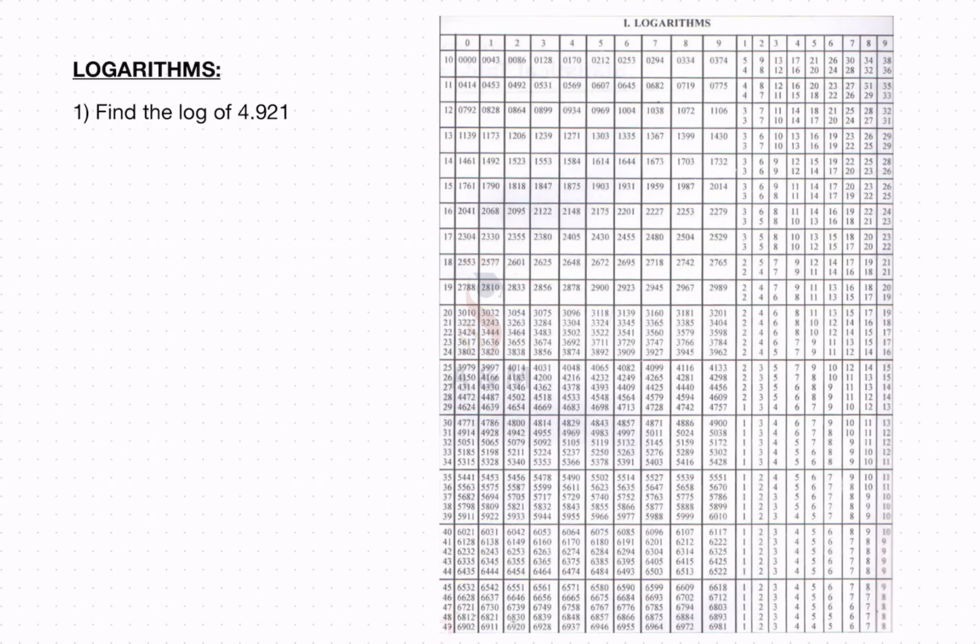First take 49. Next digit is 2. So 49 you have to search from the row and 2 you have to search from the column. Where is 49? 49 is here, and from the column it is 2. 49 and 2. The value is 6920.